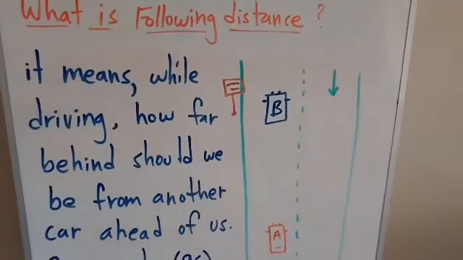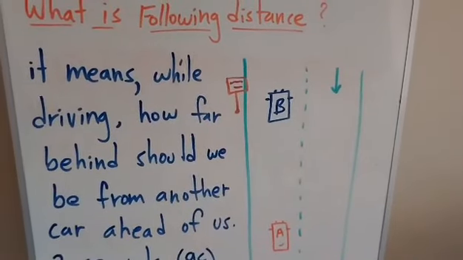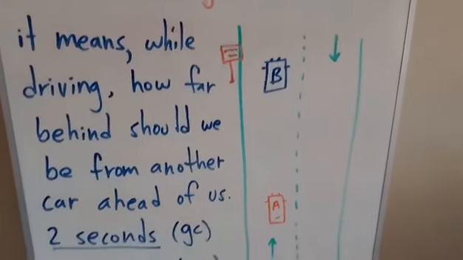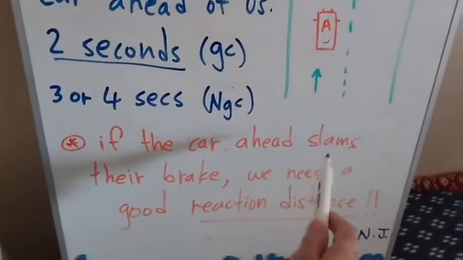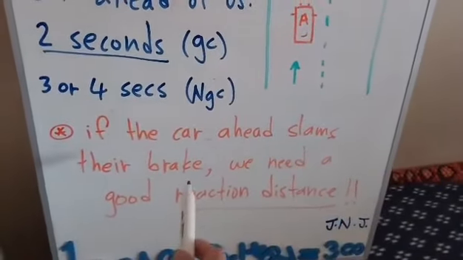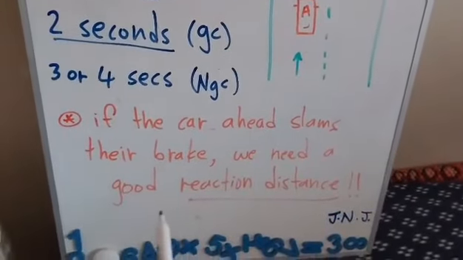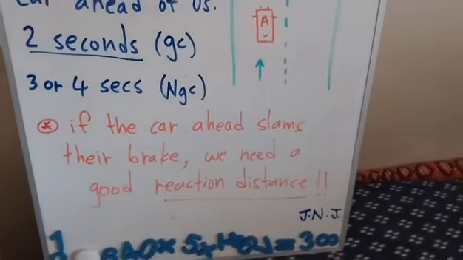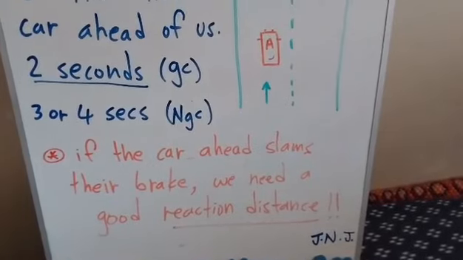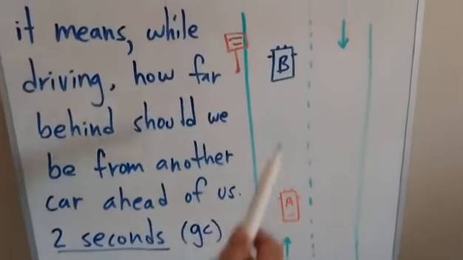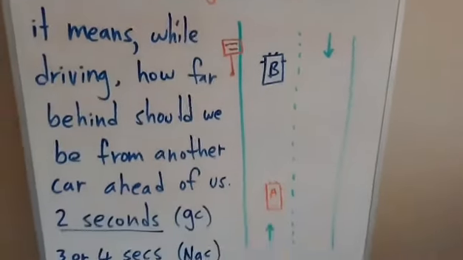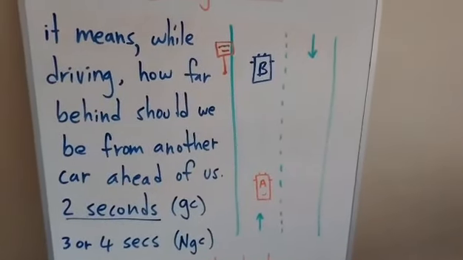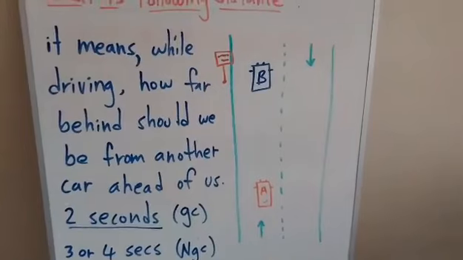It is also assessed on the drive test that we are not driving too close to the car ahead of us, because if the car ahead of us slams their brake, we need a good reaction distance to be able to safely stop and not to hit onto the car ahead of us. So that distance between that car and us, that's your reaction distance. That has to be good enough and safe so that we can safely brake and not hit them.